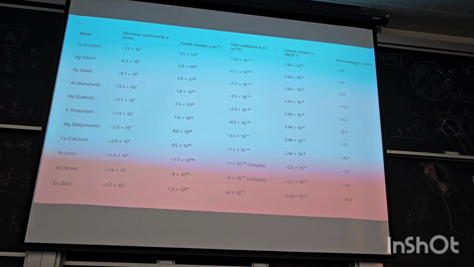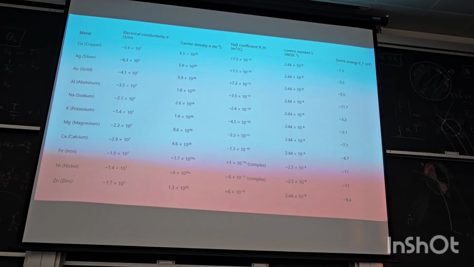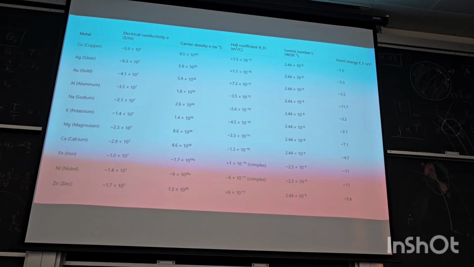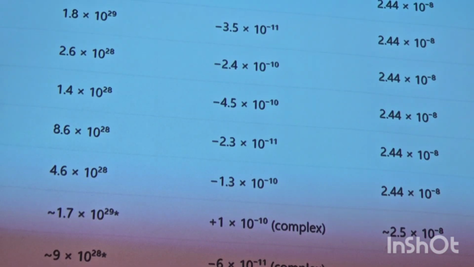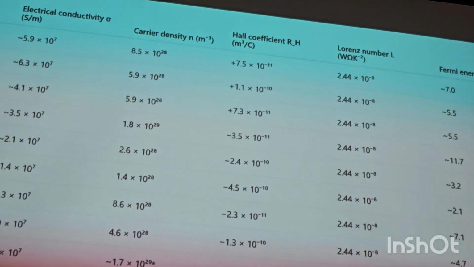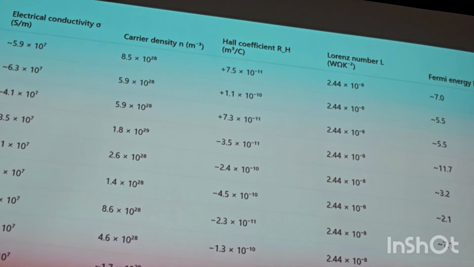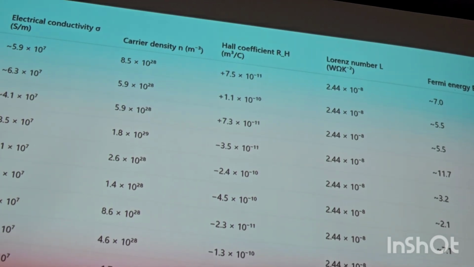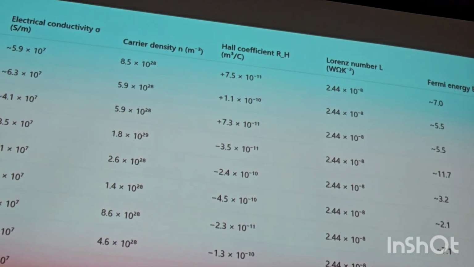The Lorentz number at room temperature, as we've seen, turns out to be this value. At large temperatures, we've seen that the Lorentz number approaches L0. At low temperatures, it deviates.